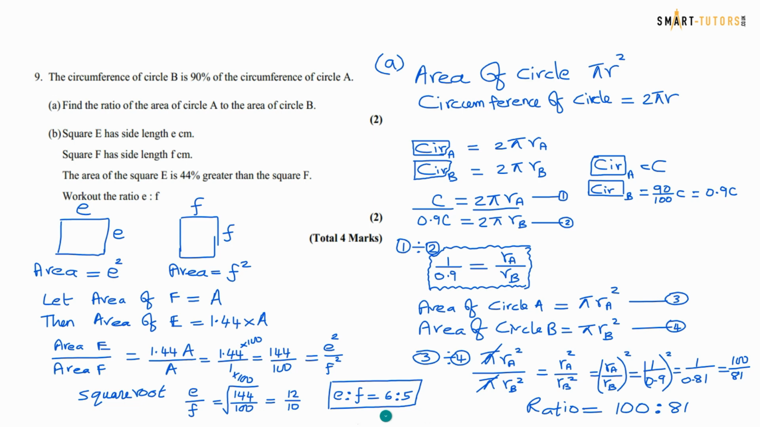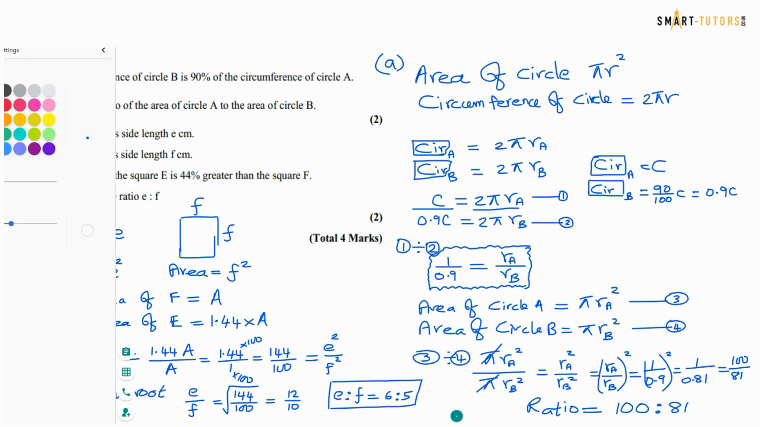Question number 9. This is a little bit of a tricky question and a 4-marker question. I will go through it with you step by step and make sure you understand this question. Let me change my color to red.